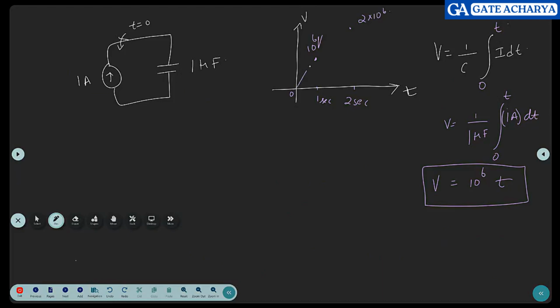So the voltage will be a straight line. I have not drawn it properly. It's a straight line. Okay. So when you give a constant current source, the voltage here will be linearly increasing.